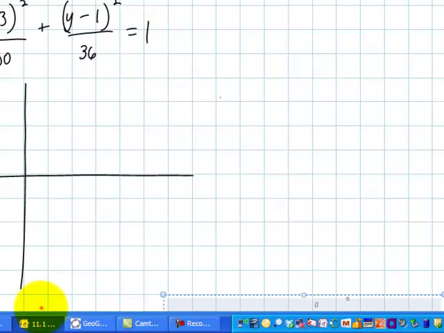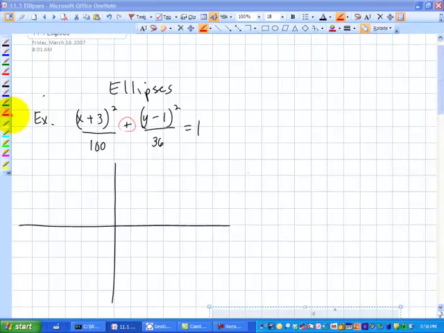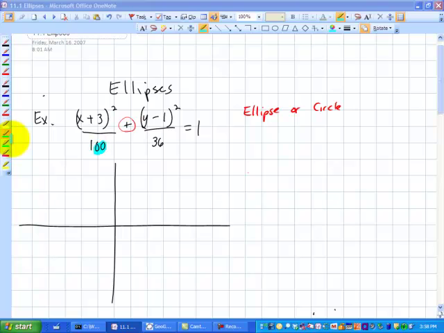Okay, so here we are. One of the notes that I was going to fill in class here. I'm going to talk about this equation right here. It's clearly an ellipse because I've got this plus sign right here. That makes it an ellipse or a circle. But because these two numbers are not the same, this number here and this number here are not the same, that means that this is definitely an ellipse, and it is not a circle.